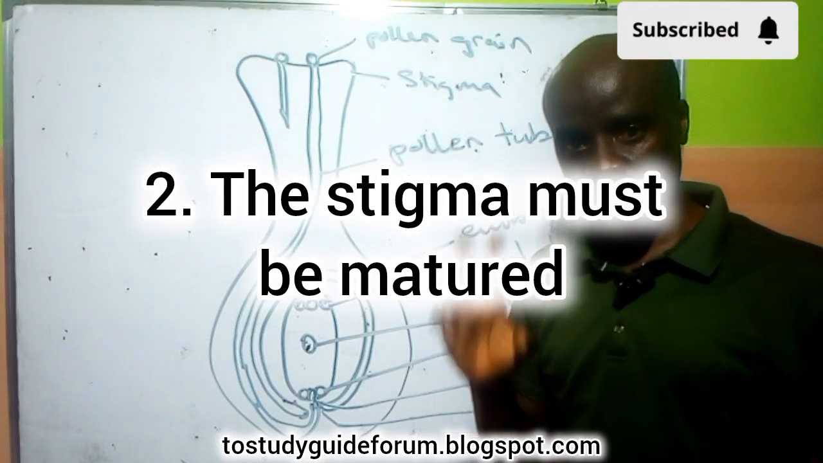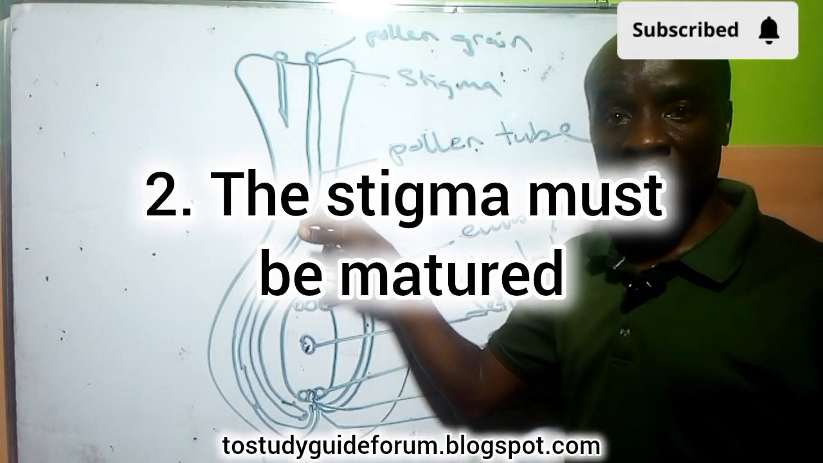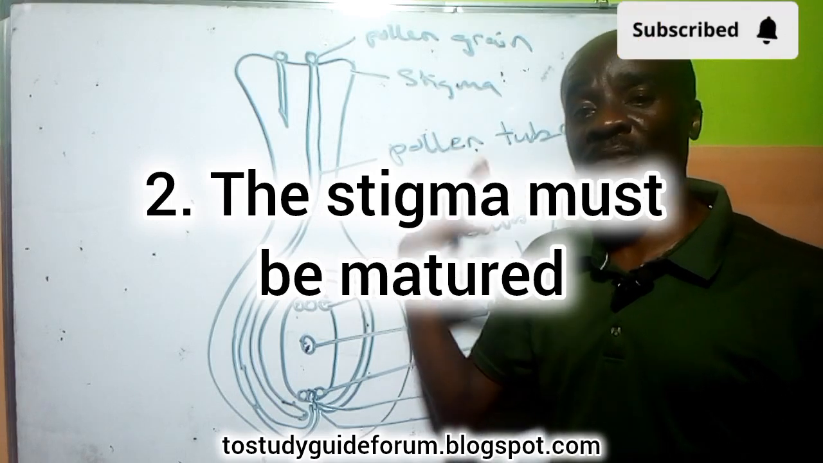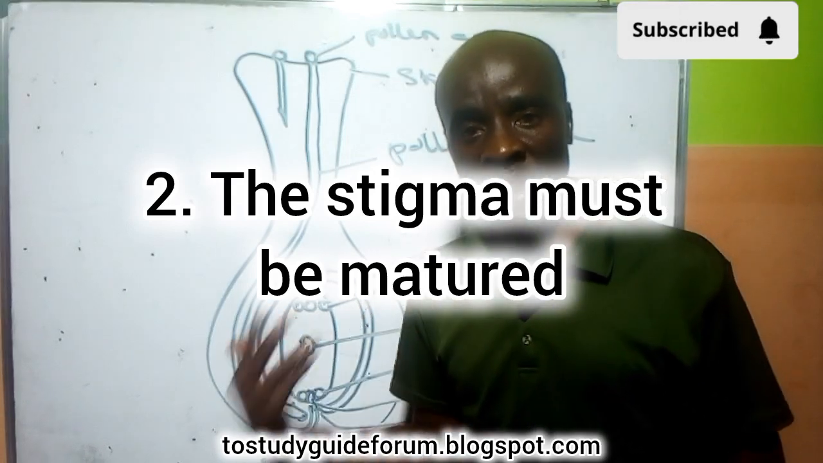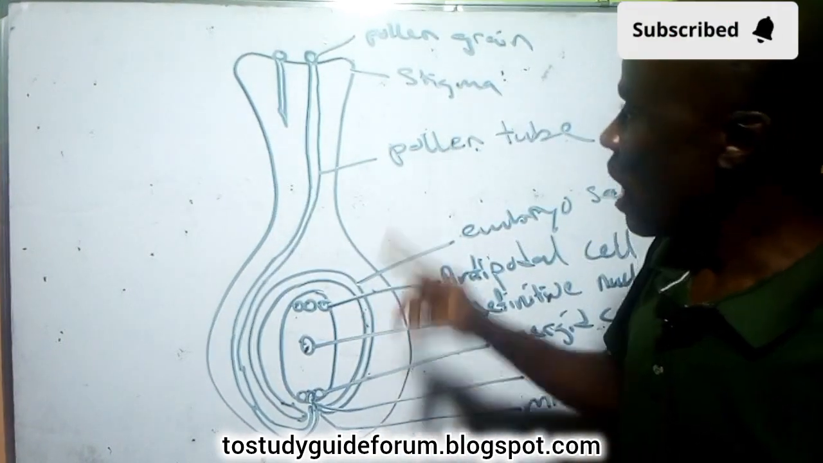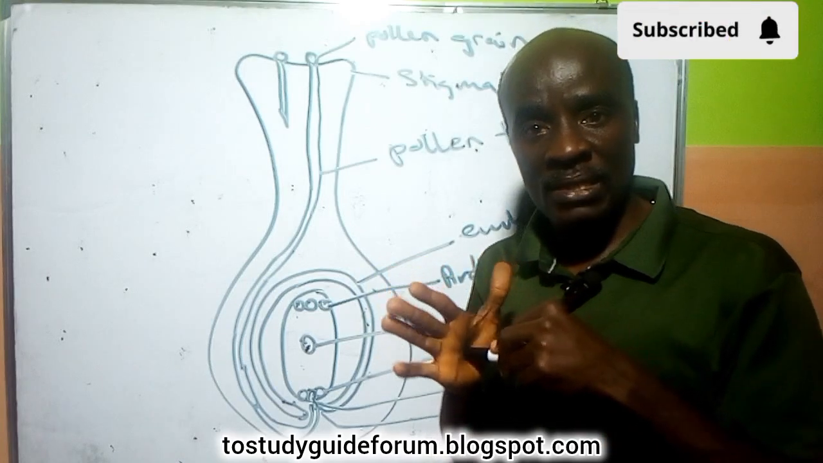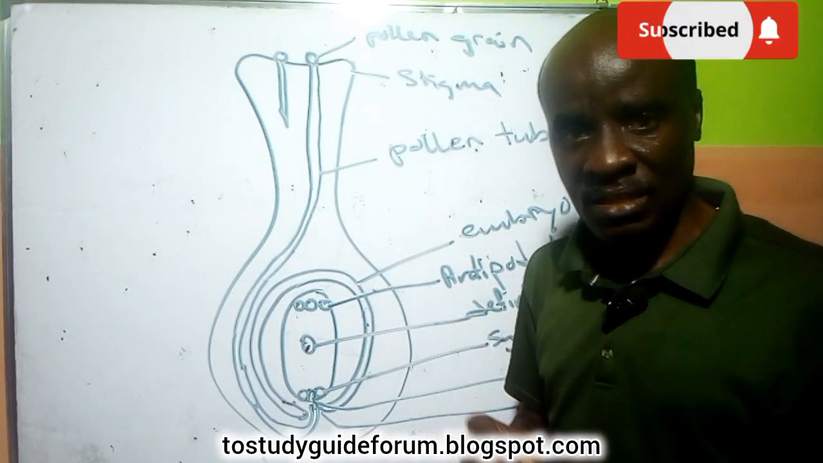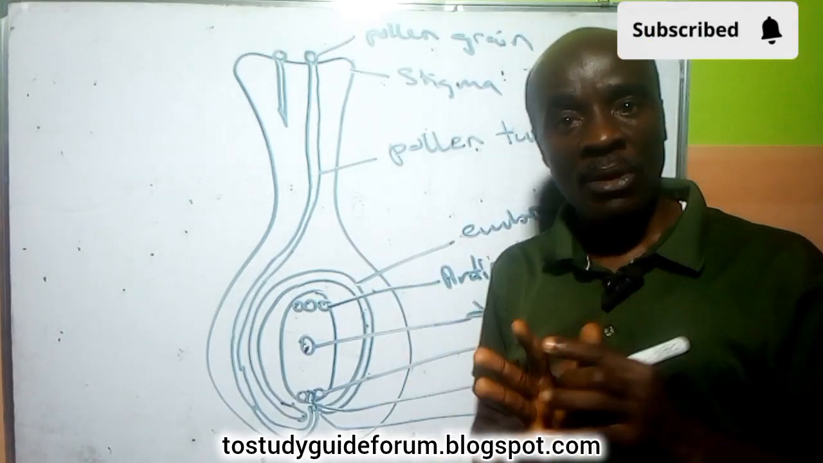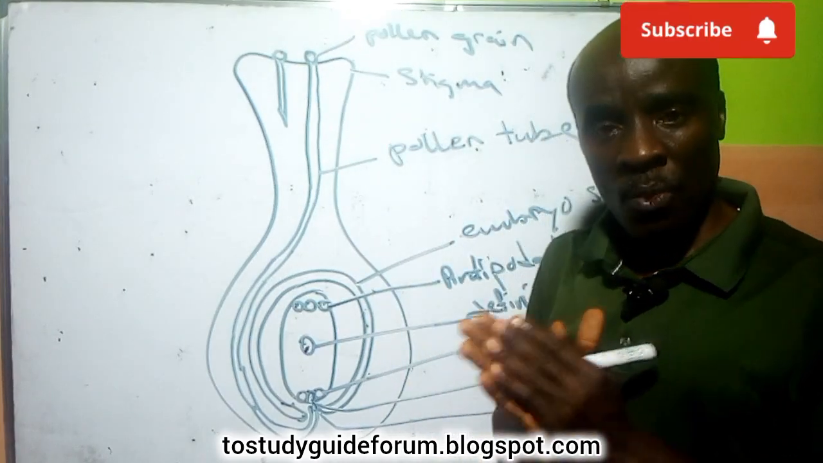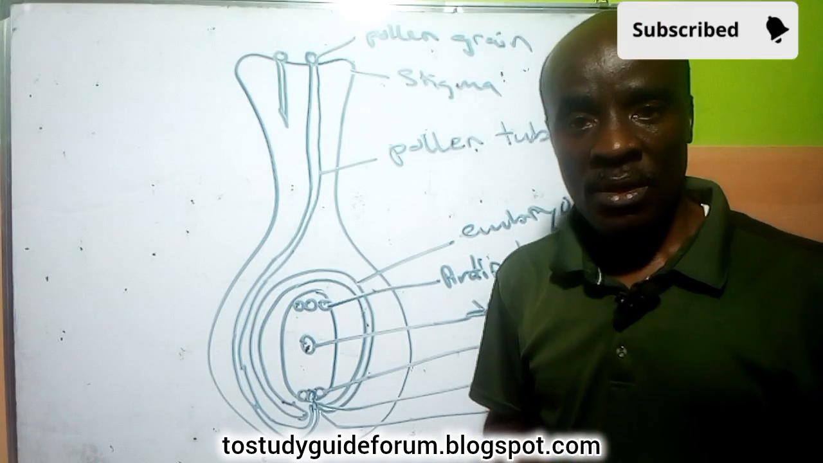These are the two things you should note before fertilization will take place, because even though the pollen can fall on any stigma, once that stigma is not matured, nothing will ever occur. And again, they must be of the same plant or same species. The pollen grain and the stigma must match enough so that the process will take place effectively.